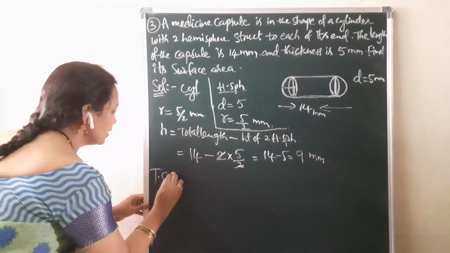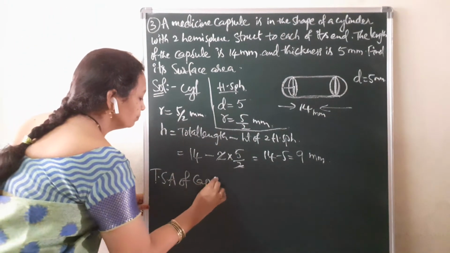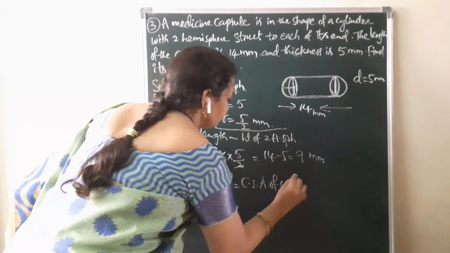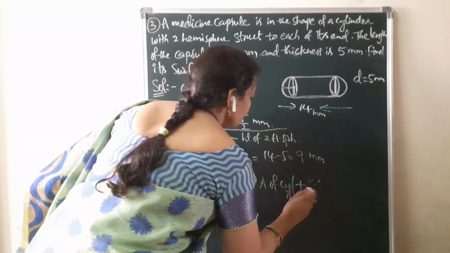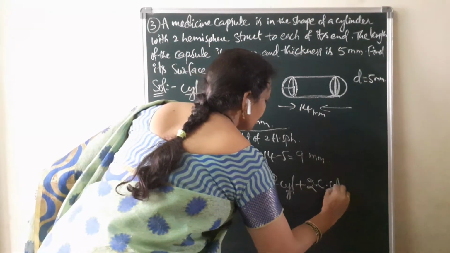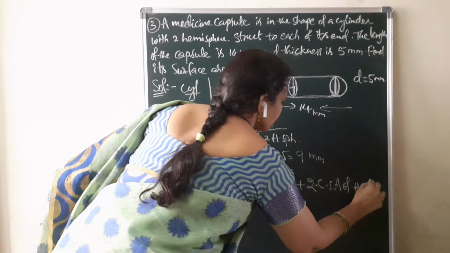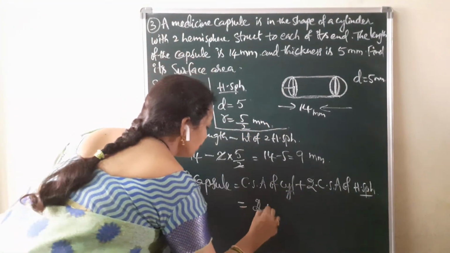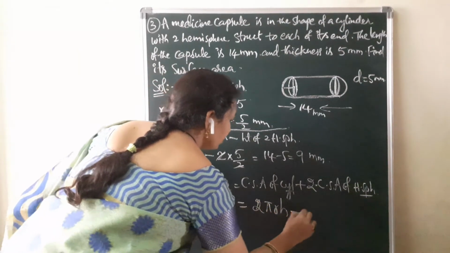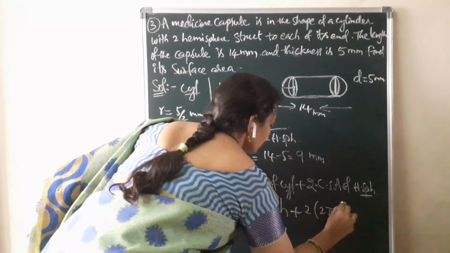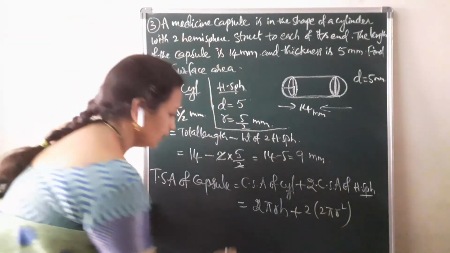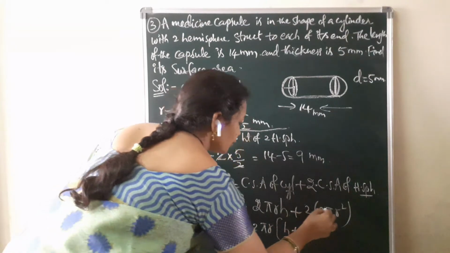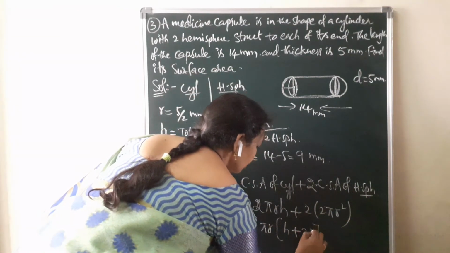So total surface area of the capsule is equal to CSA of cylinder plus 2 into CSA of hemispheres. Two hemispheres are there, that's why I am multiplying with 2. So CSA of cylinder is 2 pi r h plus 2 into 2 pi r square, which is the CSA of hemisphere. That is nothing but 2 pi r common, h plus 2 pi r common, 2r will be left over.